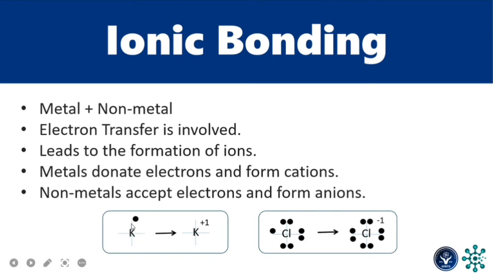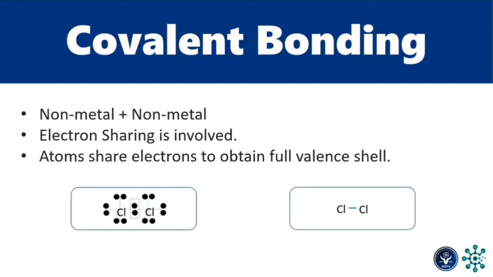As you can see, when potassium donated its valence electron, it became a positively charged ion, a cation. Now here, chlorine, which will become the recipient of the donated electron, will become negatively charged, a chloride ion with -1 charge. Next is the covalent bonding.